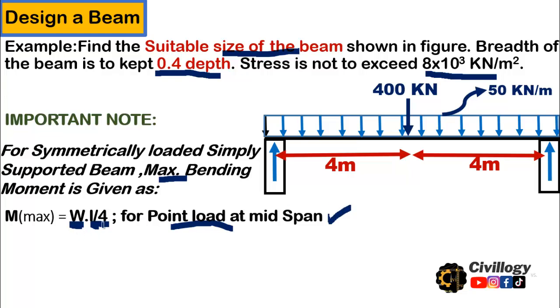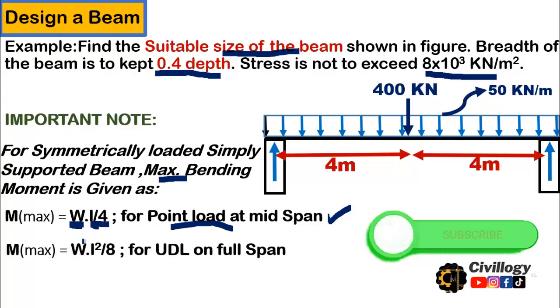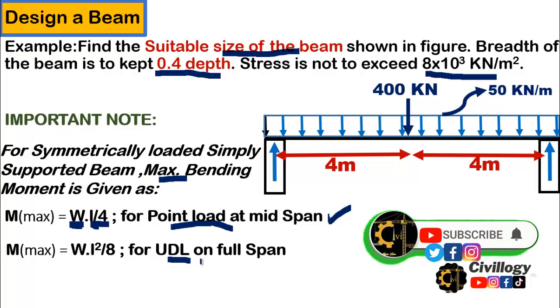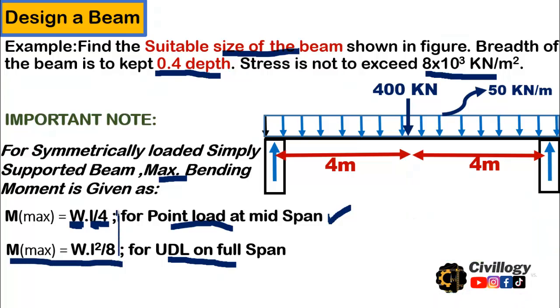This is the shortcut formula. Otherwise there are lengthy procedures to calculate the maximum bending moment. I have also made detailed videos about how to calculate and how to draw shear force diagram and bending moment diagram, the link of which is given in the description. Also watch those videos, okay. And similarly for UDL, if the UDL is on the full span, then the maximum moment is given as WL square by 8. So these are the formulas which you will have to remember for such conditions, okay.